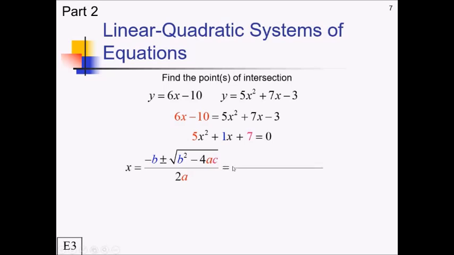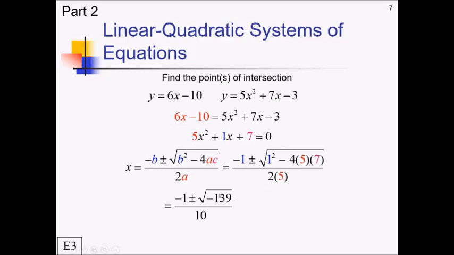Plug in stuff in. We've got negative 1 for the b value, plus or minus the square root of 1 squared, minus 4 times a times, so a is 5 there, times c value of 7, all over 2 times the a value of 5. So this is going to be negative 1 plus or minus, now let's see here. This is 1 minus 140, which is negative 139. And then we have a 10 downstairs.